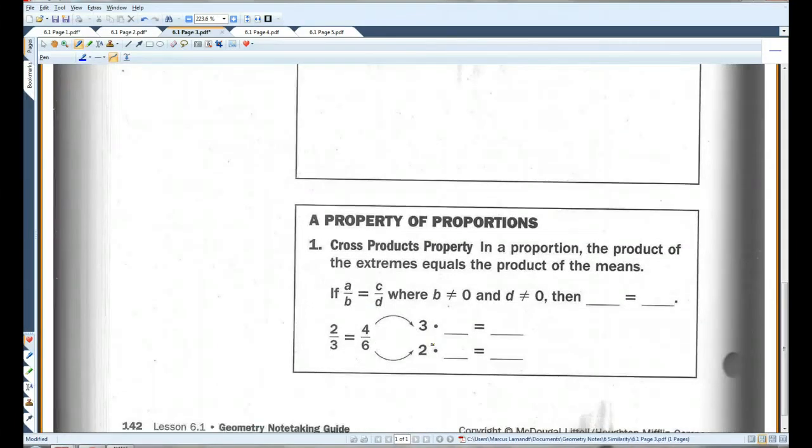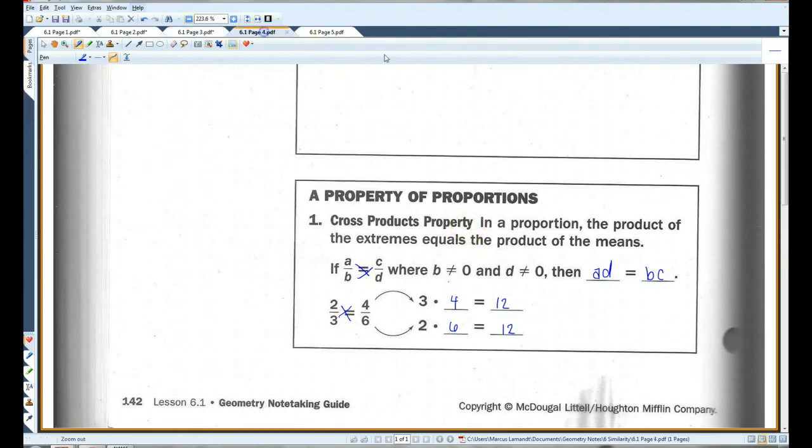A property of proportions: if A over B equals C over D, where B and D do not equal 0, then AD equals BC. This is called cross multiplication. Most of you guys are already familiar with it. Here, let me draw a better D. There we go. So, for example, if we had 2 over 3 equals 4 over 6, we could say 3 times 4, which is 12, and 2 times 6, which is also 12. Okay?